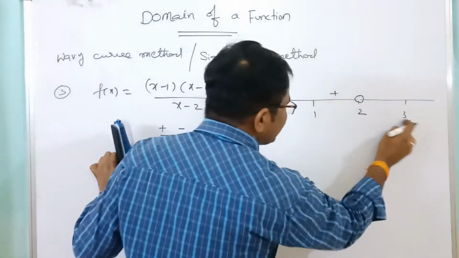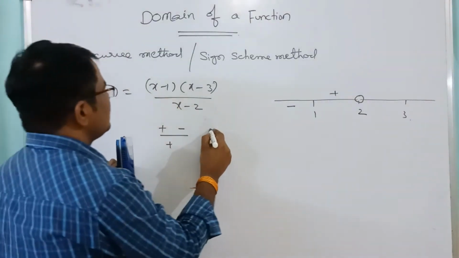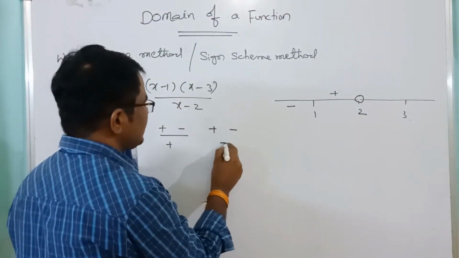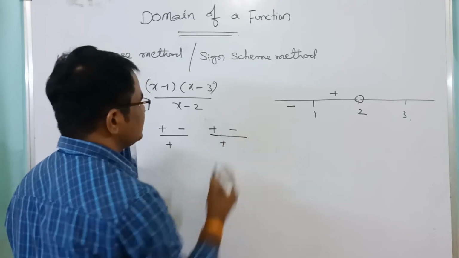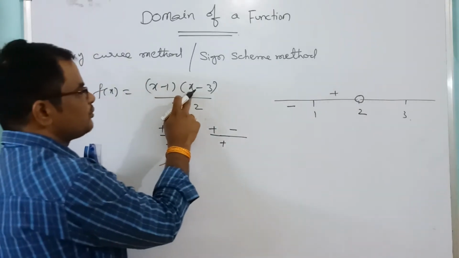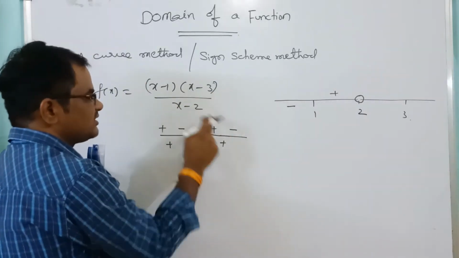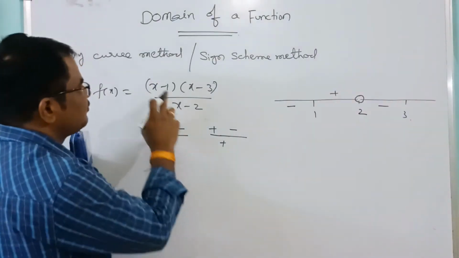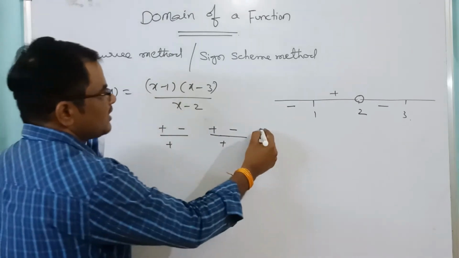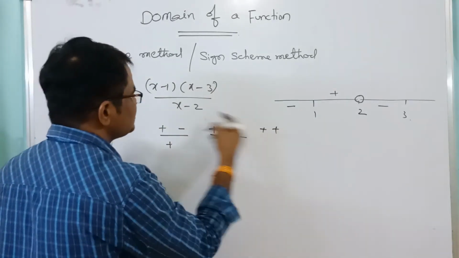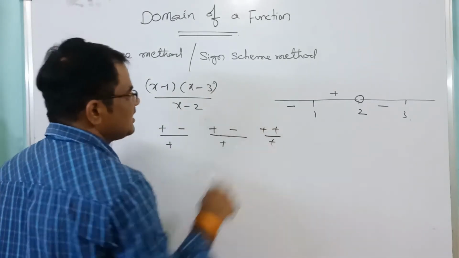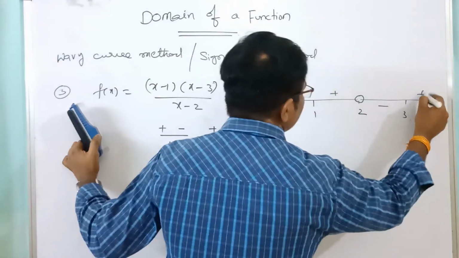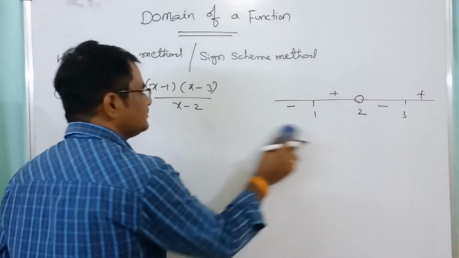Next, 2 to 3, take any value, 2.5. 2.5 minus 3 is negative, 2.5 minus 2 is positive, so the result is negative. So greater than 3, take 4: 4 minus 1 is positive, 4 minus 3 is positive, 4 minus 2 is positive, divided by positive means this is positive, right?